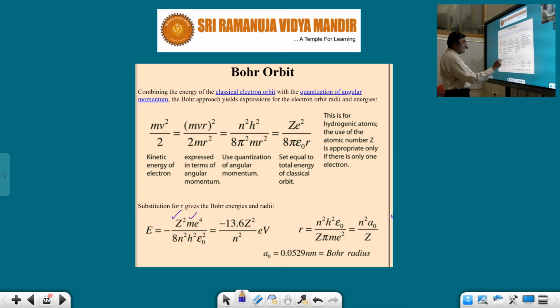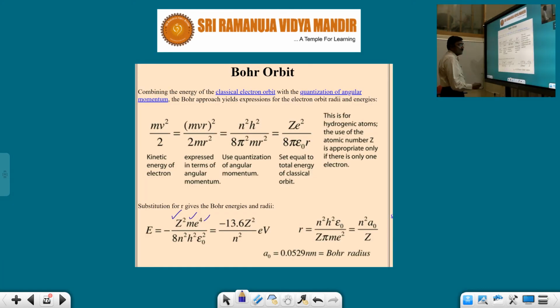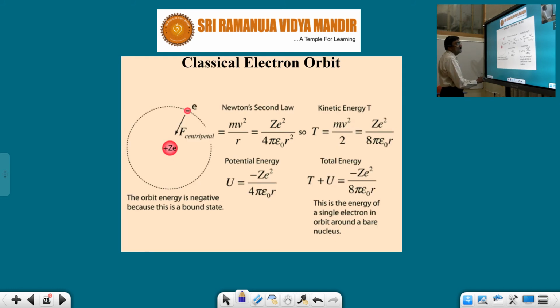So z square m e power 4. Go back and see. Z square m e power 4. Here 2 will be there, right? Z square e power 4 m will be there. Agreed? Yeah. And now here you have 2 pi, no, sorry, this is not this one. Energy is considered z square m e power 4. Okay. Here n square h square will be there. So let us check as we move forward.